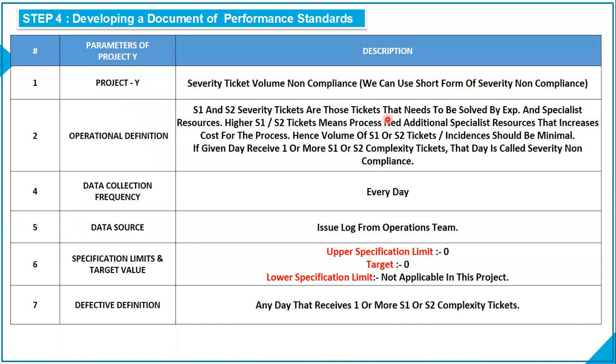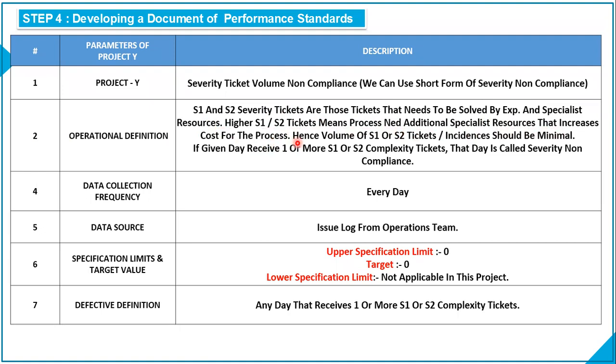Tickets normally are requests or complaints. They call them tickets, right? So in the IT sector, S1 and S2 severity tickets are those tickets that need to be solved by experienced and specialist resources. By the way, S1 stands for severity 1, S2 stands for severity 2. Higher S1 or S2 tickets means the process needs additional specialist resources that increases cost for the process.